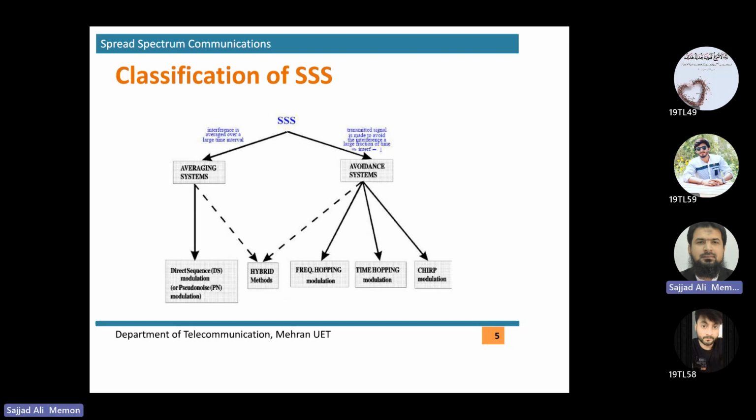Classification of spread spectrum signals. We have averaging systems. We also have the avoidance systems. These are the two types of spread spectrum. Averaging systems are those where interference is averaged over a large time interval, whereas in avoiding systems the transmitted signal is made to avoid the interference a large fraction of the time. Averaging systems are types of direct sequence modulation or PN modulation. It can be hybrid methods, whereas avoidance systems are frequency hopping, time hopping, and chirp modulation.